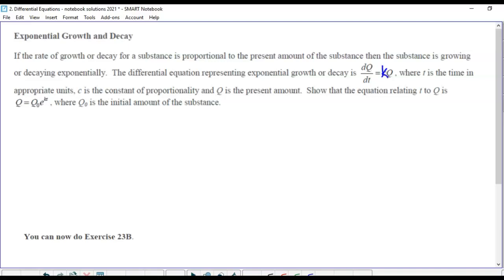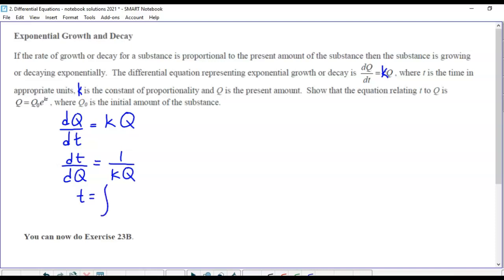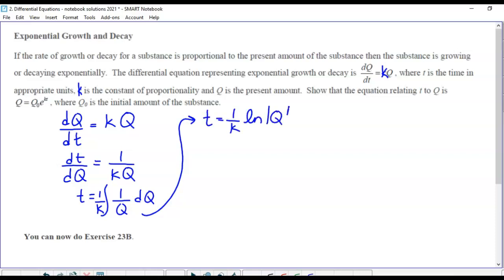I always use k more often for the constant of proportionality. So we are starting with dQ, not Dairy Queen, dQ equals kQ. So now we want to take the reciprocal. Okay, and then t equals the integral. I'll put 1 over k out front. So that's 1 over Q dQ. So t equals 1 over k ln of Q plus c.